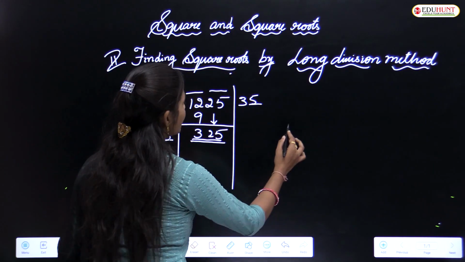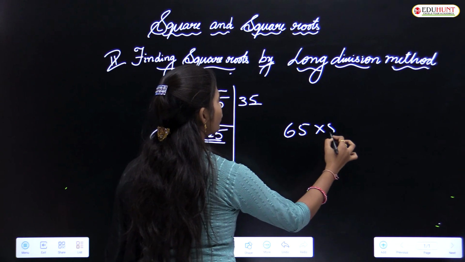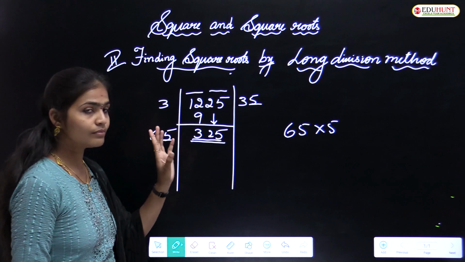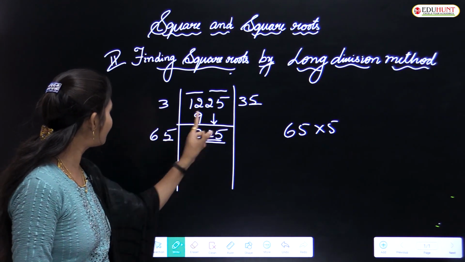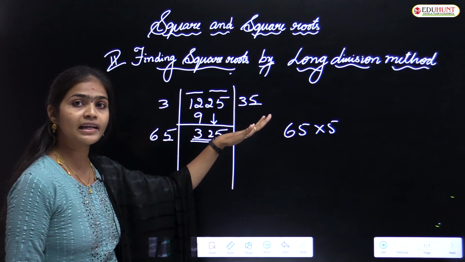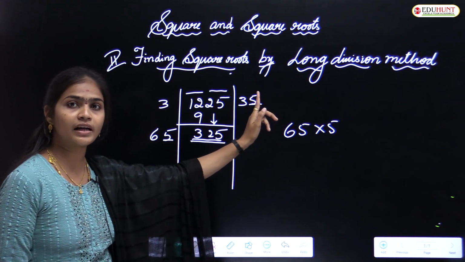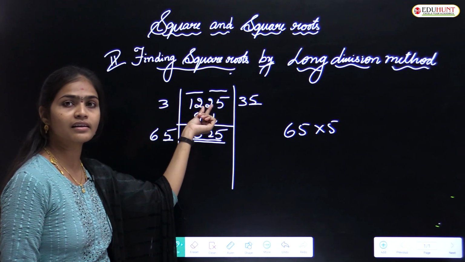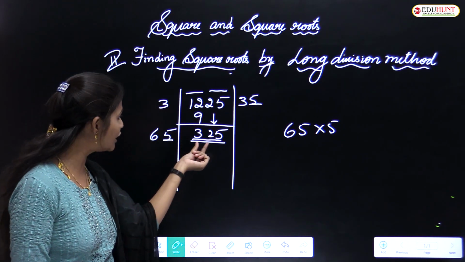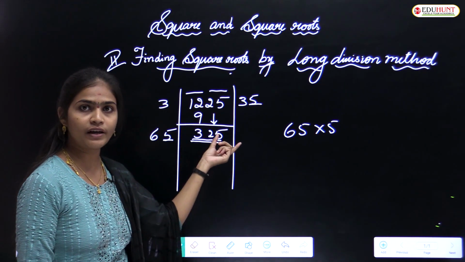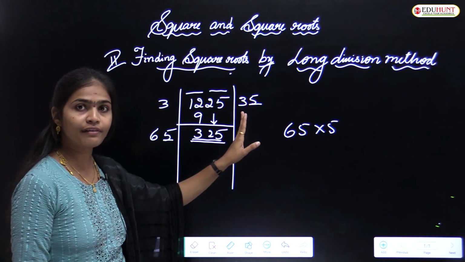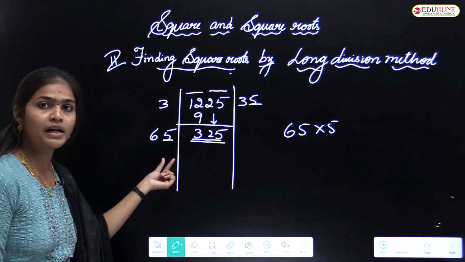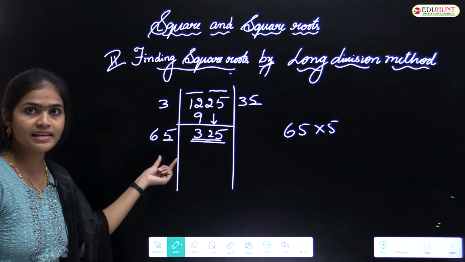Okay, so just multiply 65 into 5. Here the regular mistake is that some of you are writing 5 here and 5 here, and then taking the product of 65 into 35, that is wrong. If you take 65 into 35, you will get this result. But we need to find the result for 325. That's why don't take that 35. Whichever number we are writing as common, that number should be multiplied with this divisor.